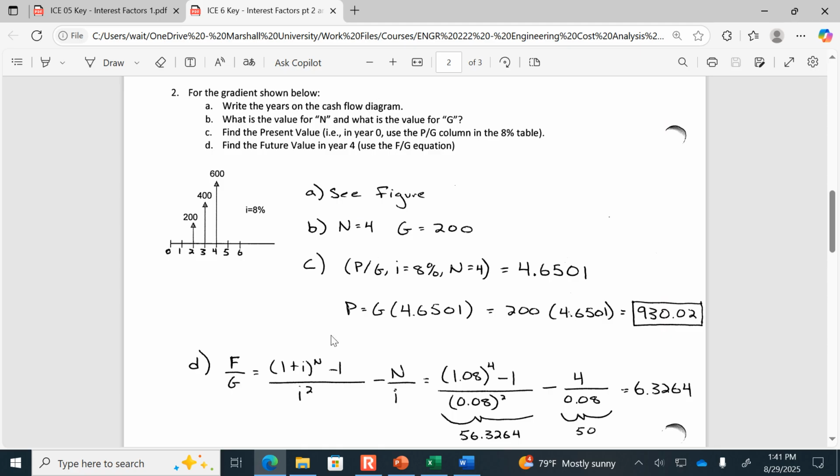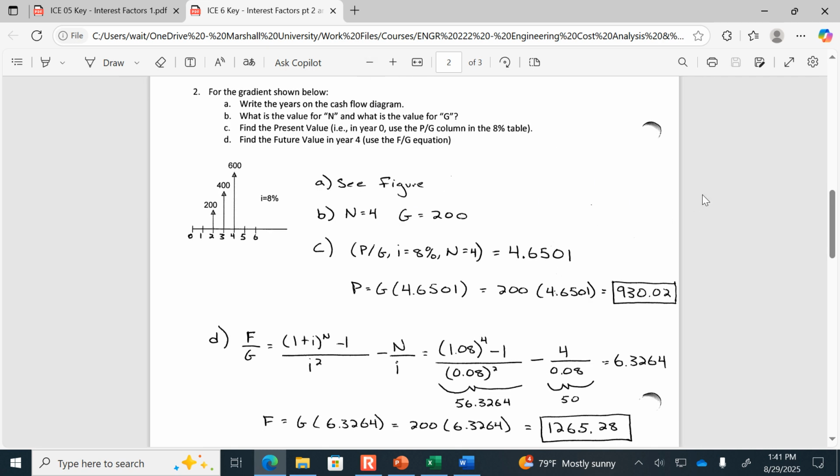So you write the equation, then make the substitutions, showing what you put in for N, what you put in for I. And then you can see I've done some intermediate calculations here, like with this bracket where I'm saying the result of this first component is 56.3264, the result of the second component is 50, and so on. So show the steps. The more steps, the better. It's just less likely that you're going to make mistakes. And when you do make them, it's more likely that you'll identify and be able to correct them if you've written out your work in good detail.